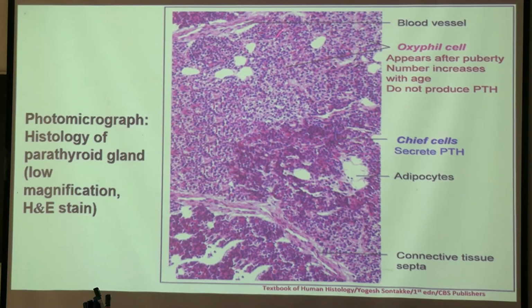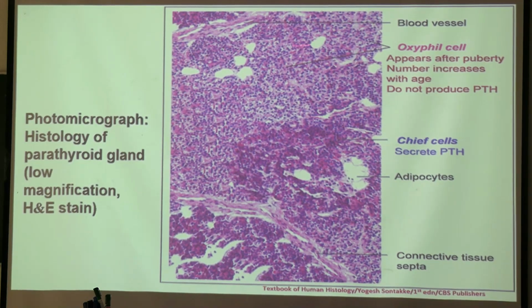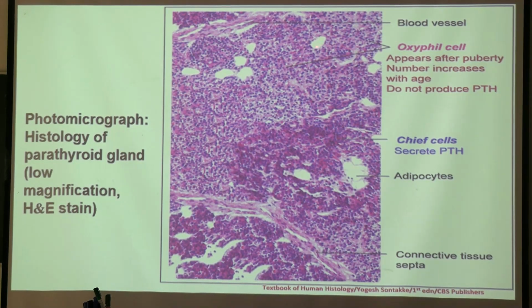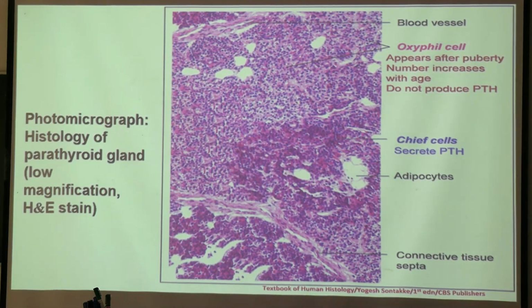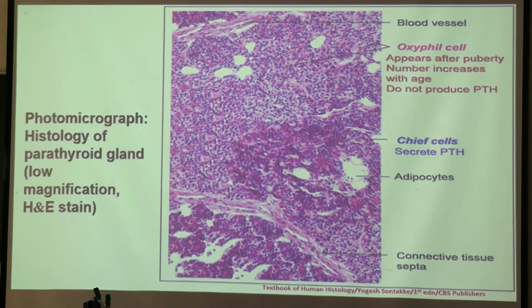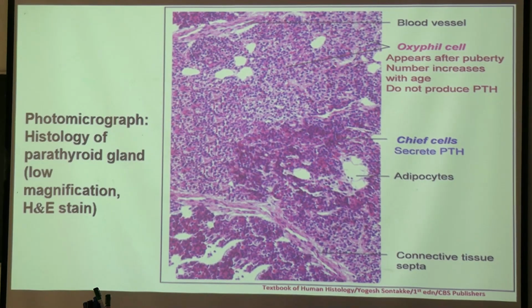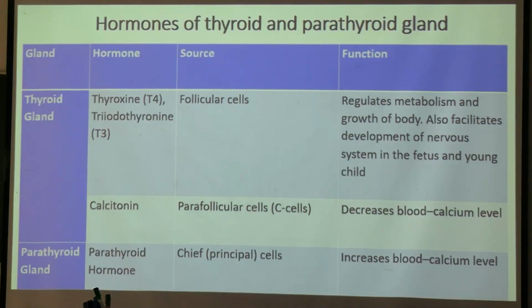These are the oxyphil cells, pink staining, and these are some adipose tissue areas. The white areas are adipose tissue, and these deep staining areas are the chief cells. This deep staining area in the middle is the chief cells, and some connective tissue septa can also be seen.